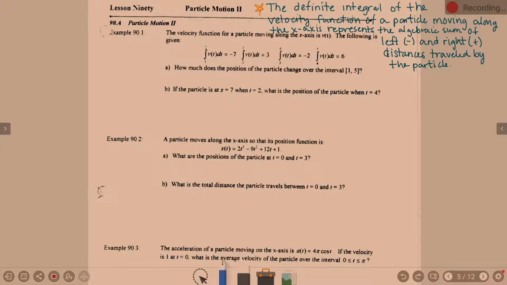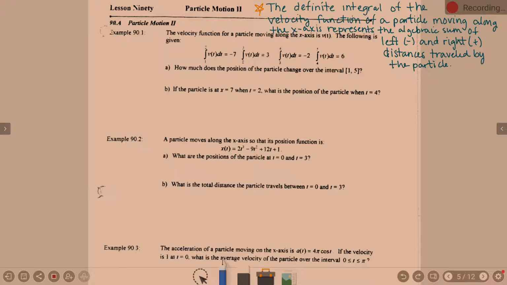Okay, so the side note I had written down here that's going to help us as we talk about this, the definite integral of the velocity function. Okay, so the definite integral of the velocity function of a particle moving along the x-axis represents the algebraic sum of the left and right distances traveled. Because when you travel left, it's going to be represented as a negative. When you travel right, it's going to be represented as a positive. Okay, so that's kind of the idea. We're going to use that as we go into this first example.